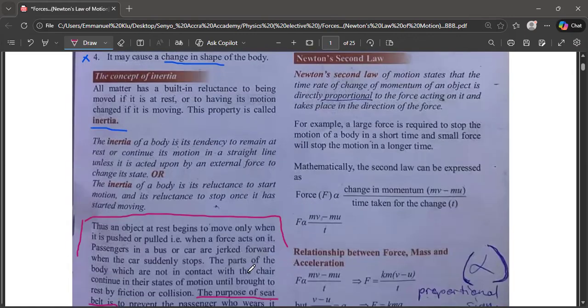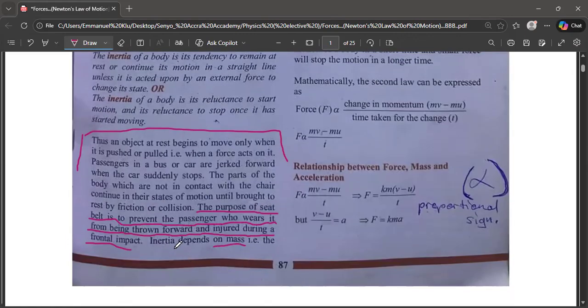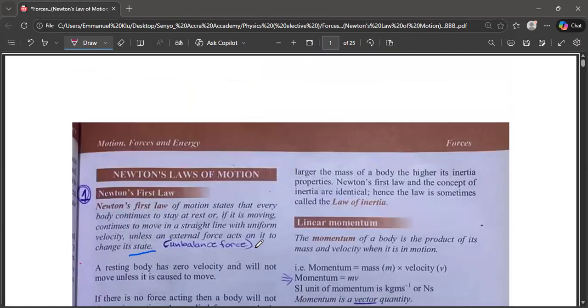So the first concept you're supposed to know is that inertia, which is Newton's first law of motion, depends on what? Mass. That's what they are trying to explain in this concept. The larger the mass of the body, the higher its inertial property. Newton's first law and the concept of inertia are identical. Hence, the law is sometimes called the law of inertia.